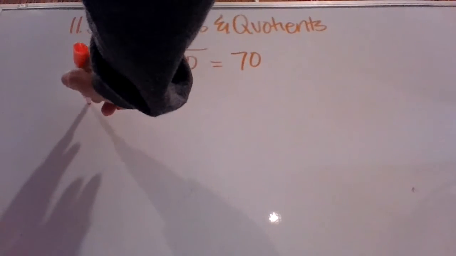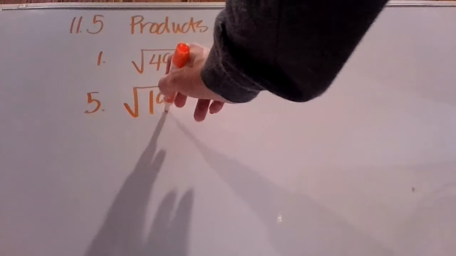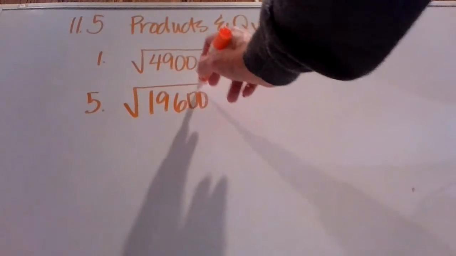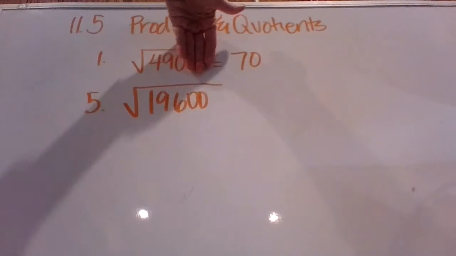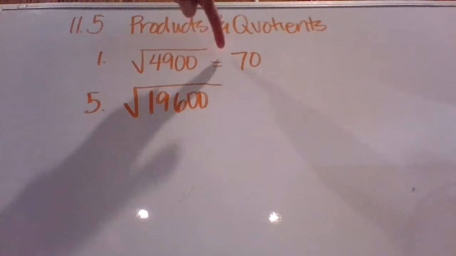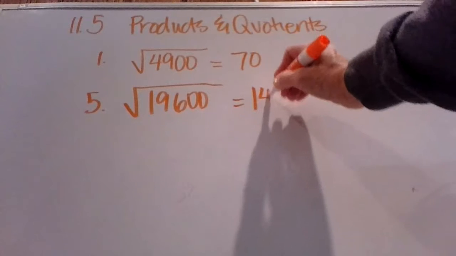Let's do number 5. It's the square root of 19,600. We know the square root of 49 is 7, and the square root of 100 is 10, so that makes it 70. I know 196 is one I taught you: the square root of 196 is 14. So if you punch it into your calculator, you're going to see that the square root of 19,600 is 140.